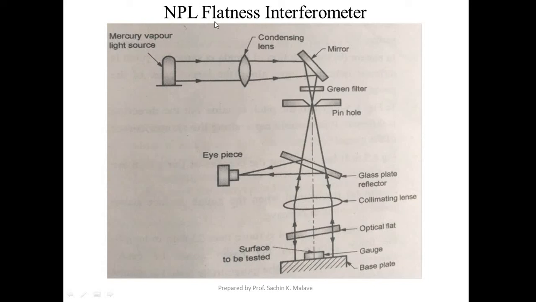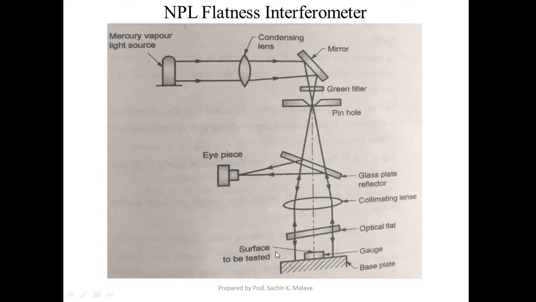It was designed by the National Physical Laboratory, that is NPL, mainly for checking flatness. Two types of interferometers are there. One can be used to check the flatness, and the other can be used to check the length, the height of the gauge, or sometimes it is called the length of the gauge. This one is basically used for checking the flatness. We'll see the construction first.